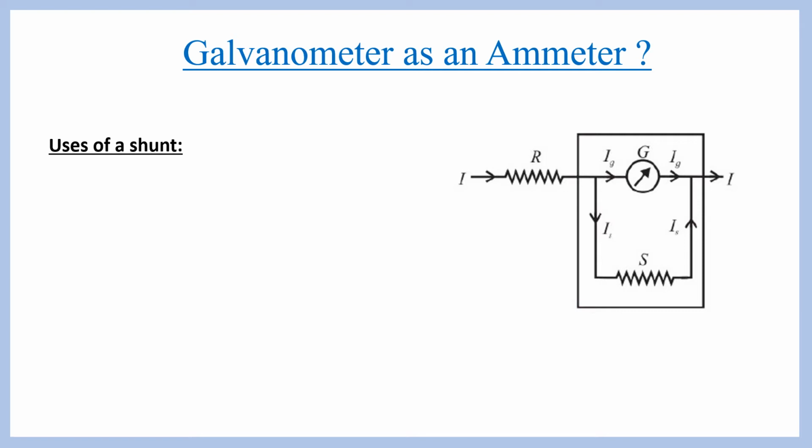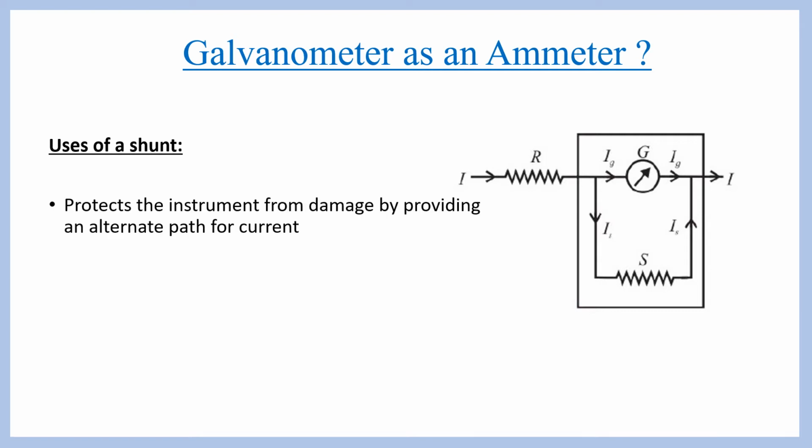As we have already said, by connecting a shunt resistance parallel to the galvanometer, it will protect the instrument from further damage to the needle by the flow of high current through the ammeter, and you can increase the range of the ammeter. That means the current carrying capacity is increased.